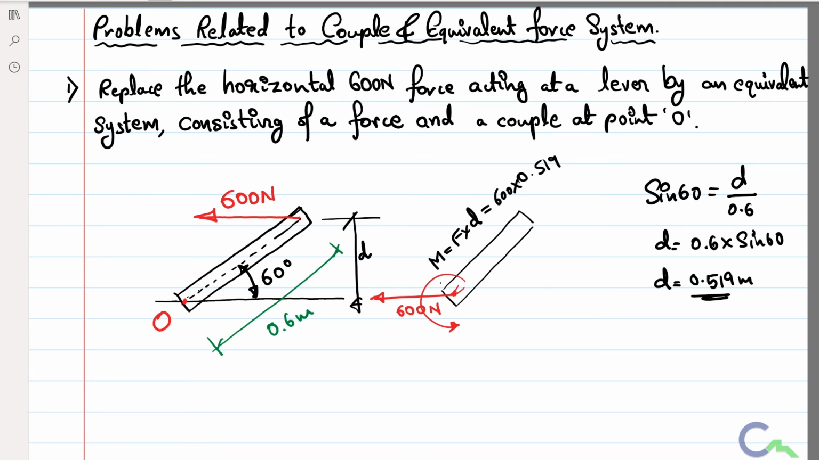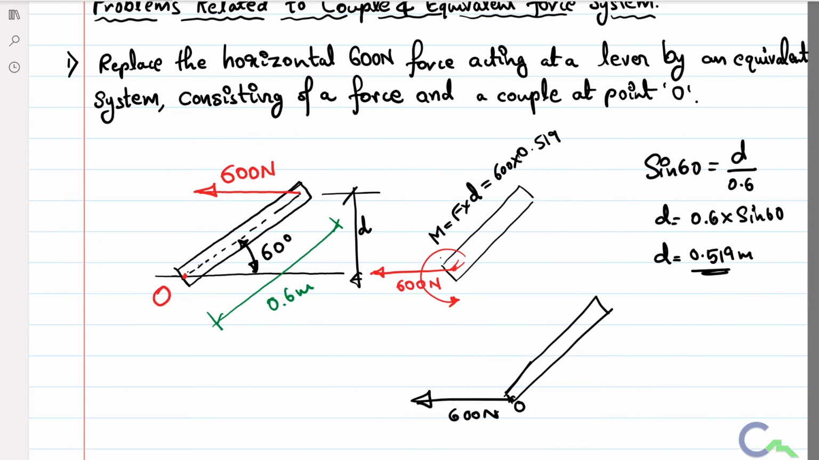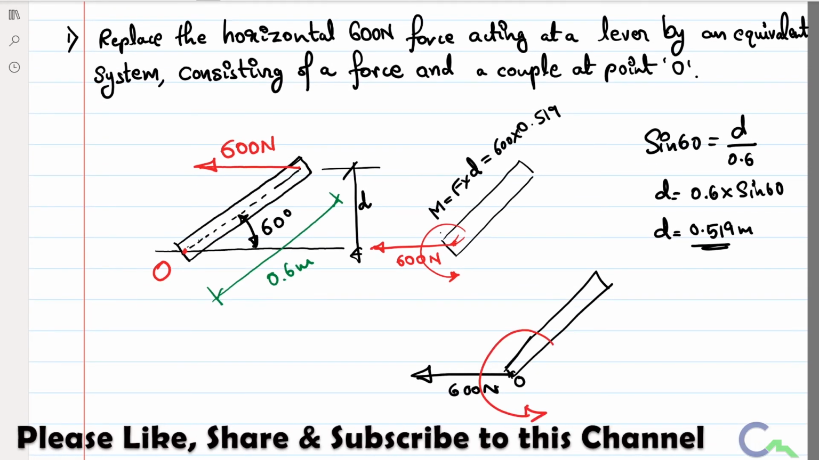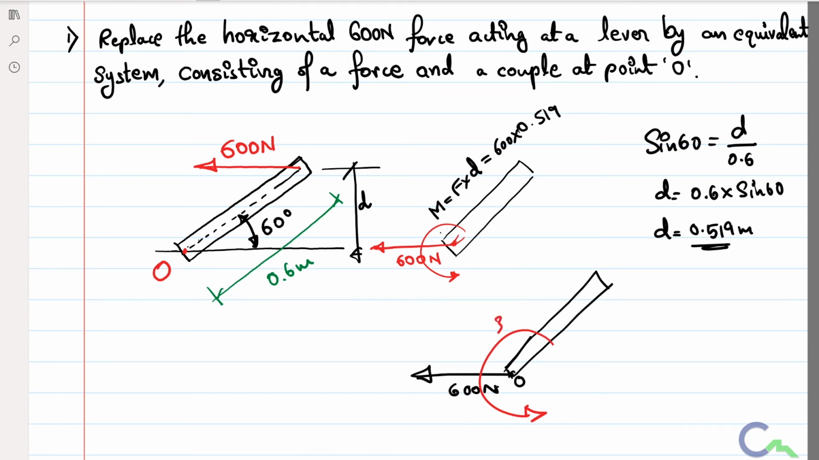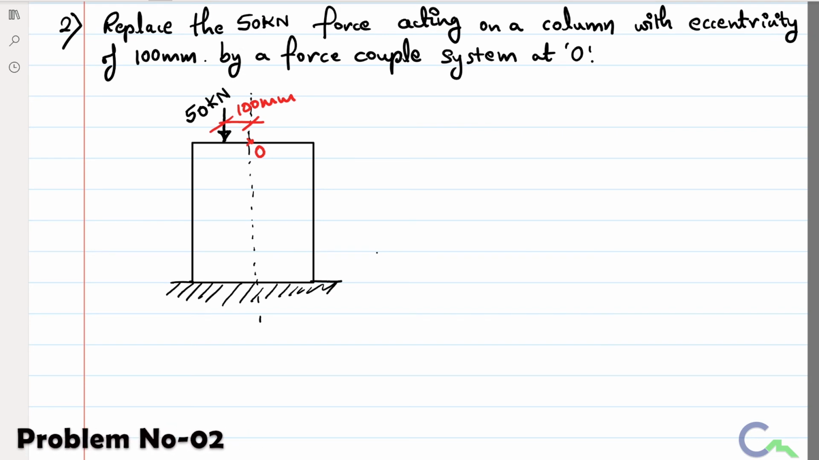Therefore this moment value is equal to 600 into 0.519. So the final figure will be 600 Newton, that is O, this is the lever. This moment value, 600 into 0.519, will be 311.769 Newton meter. So the concept is very simple. If I am shifting any force from one point to another point, I have to calculate the moment about that point. That's it.